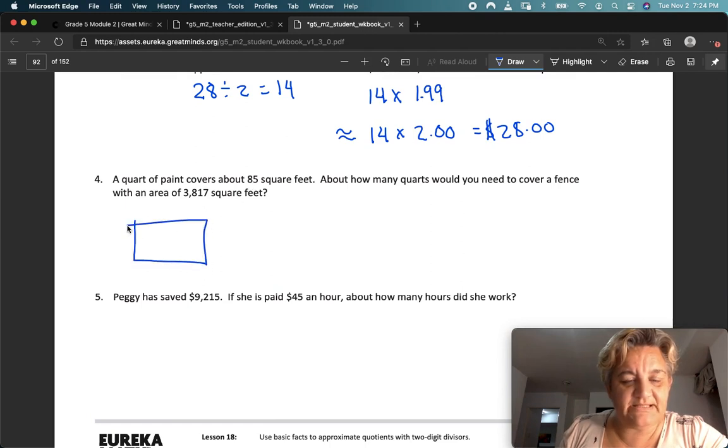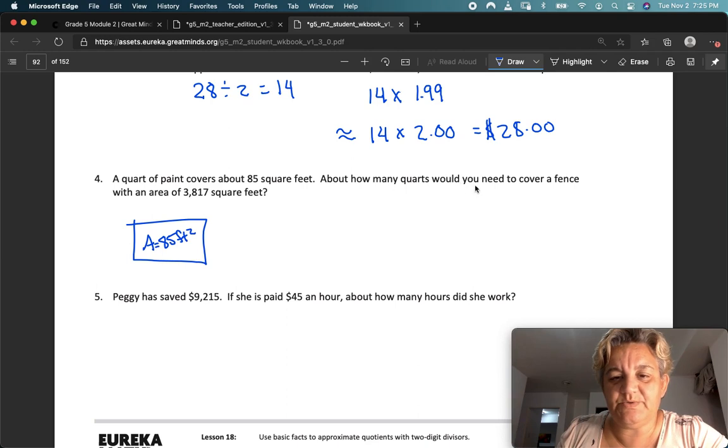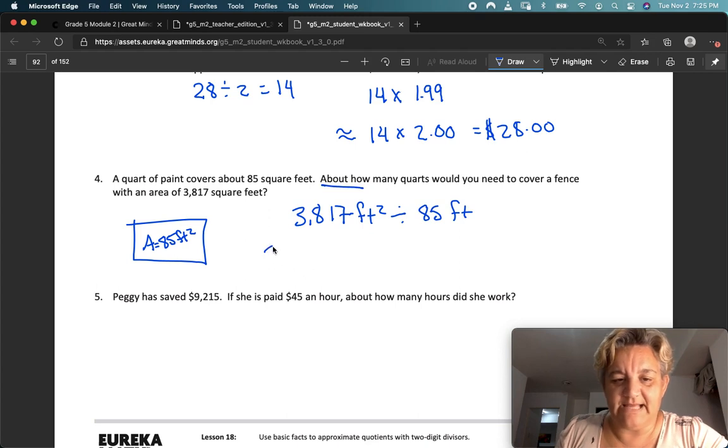Number 4, a quart of paint covers 85 square feet. About how many quarts would you need to cover a fence with an area of 3,817 square feet? So 3,817 feet squared. And we know that one bottle of paint can cover 85, so we're going to divide by 85 feet squared. And it says about how many, that means estimate.